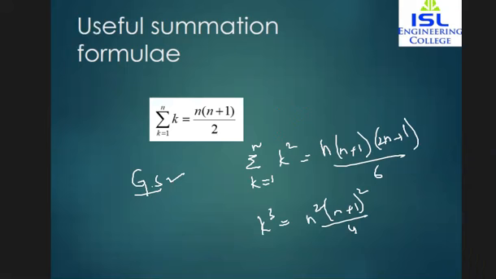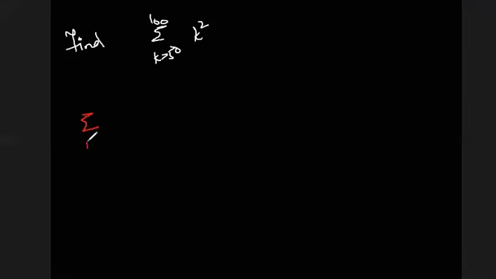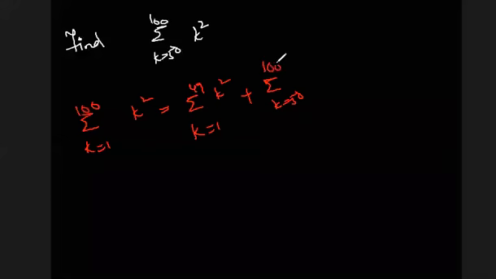Now let's see an example with the same. Find sigma k is equal to 50 to 100 k square. Now for this, 50 to 100 means we have to take the sum from 50 square to 100 square. This is a bit difficult, so we will find basically k is equal to 1 to 100 k square. And how can we find it? k is equal to 1 to 49 k square plus k is equal to 50 to 100 k square.